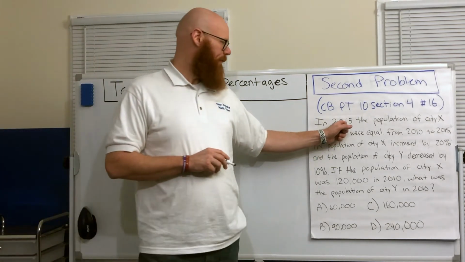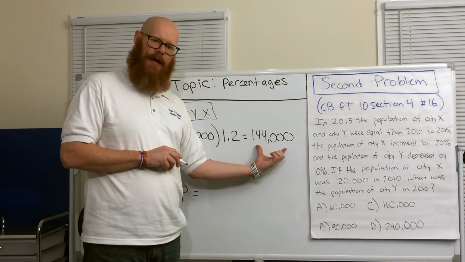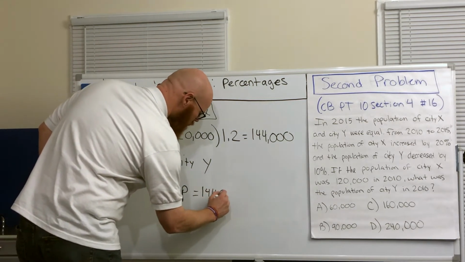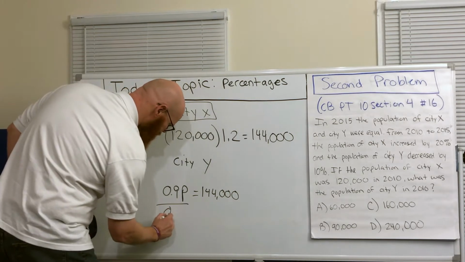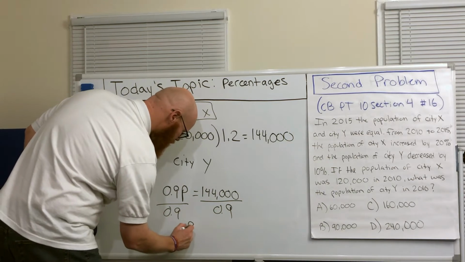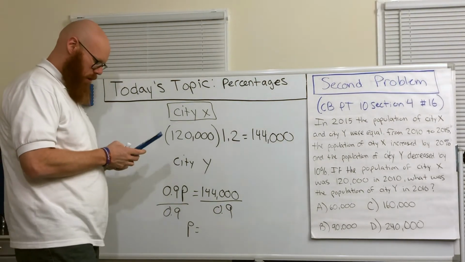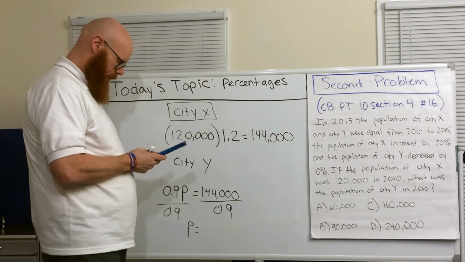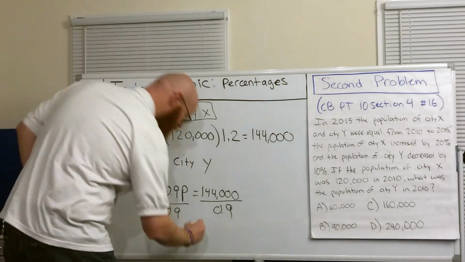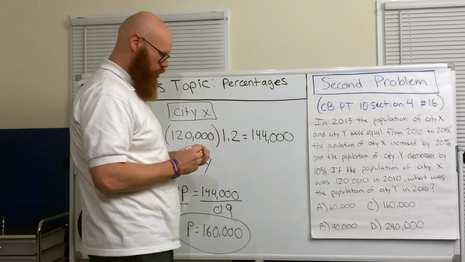But it says that in 2015, the population of City X and City Y were equal. So that's the 144,000 that we found before. So we simply divide by 0.9. So I'll just double check with the calculator. So it's 144,000 divided by 0.9, and we get 160,000. Which is choice C.